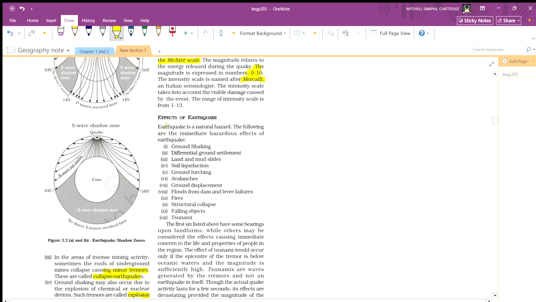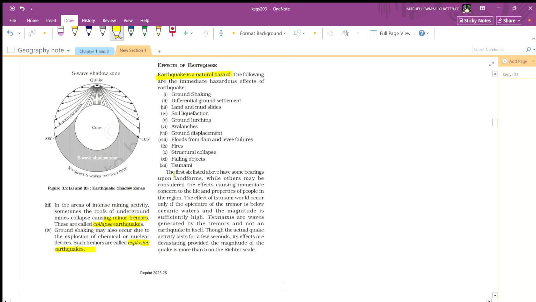Earthquake is a natural hazard. The following are the immediate hazard effects of earthquake: ground shaking, differential ground settlement, land and mudslides, soil liquefaction, ground lurching, avalanches, ground displacement, floods from dams, fire, structural collapse, falling objects, and lastly tsunami. The first six listed above bear upon the landform.